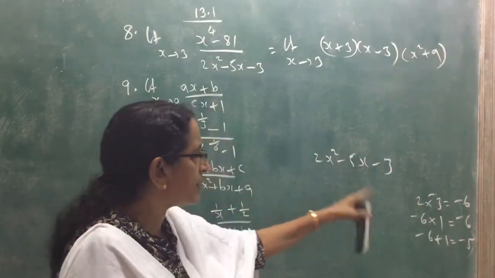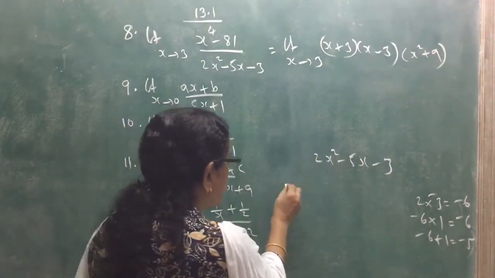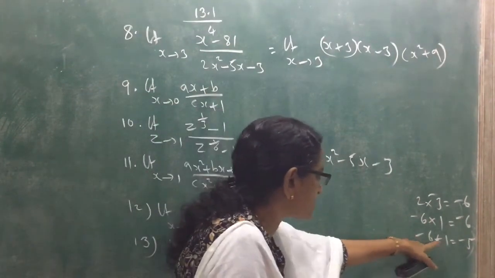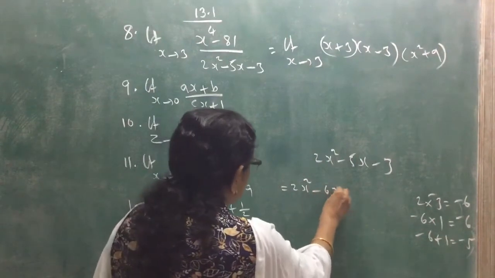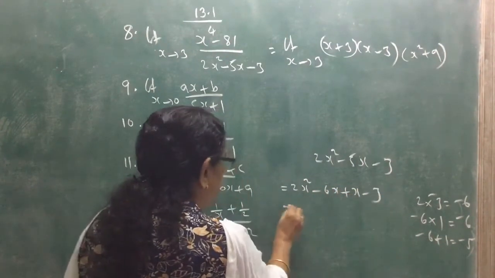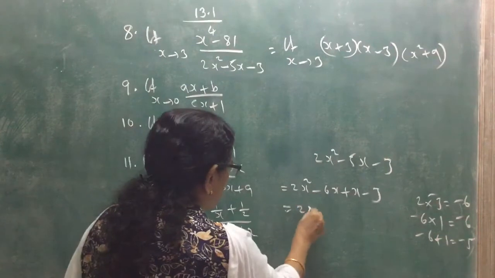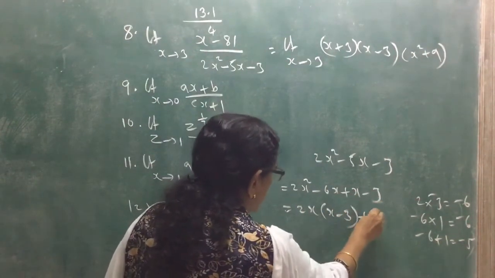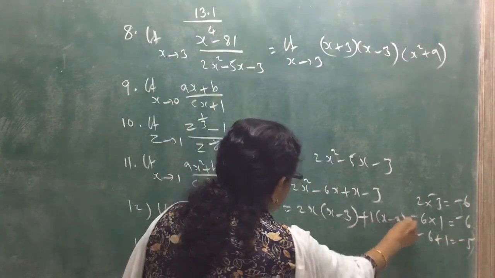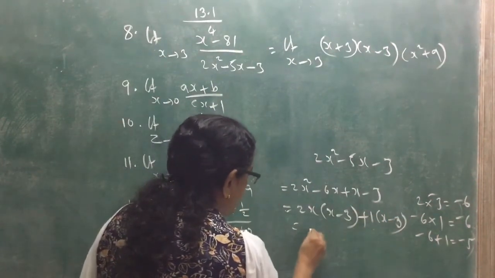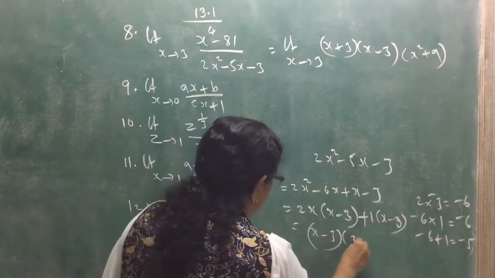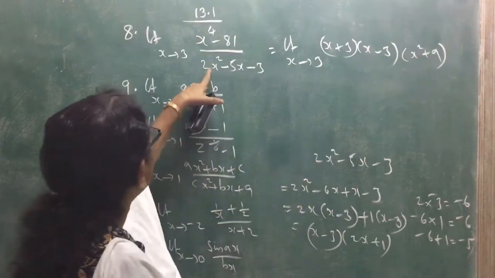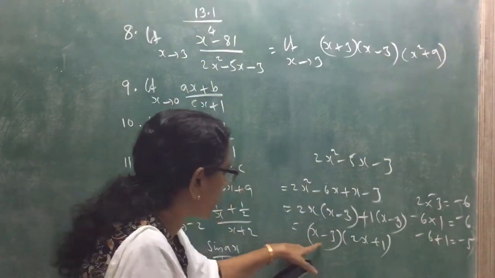Now using those numbers, split the middle term. So we can write 2x square minus 5x as 2x square minus 6x plus 1x, then minus 3. Now take common factors. From the first two we can take 2x common: 2x into x minus 3, plus from the last two we can take 1 common: plus 1 into x minus 3. So again x minus 3 is a common factor. So x minus 3 into 2x plus 1. So we get the denominator factorized as 2x plus 1 into x minus 3.